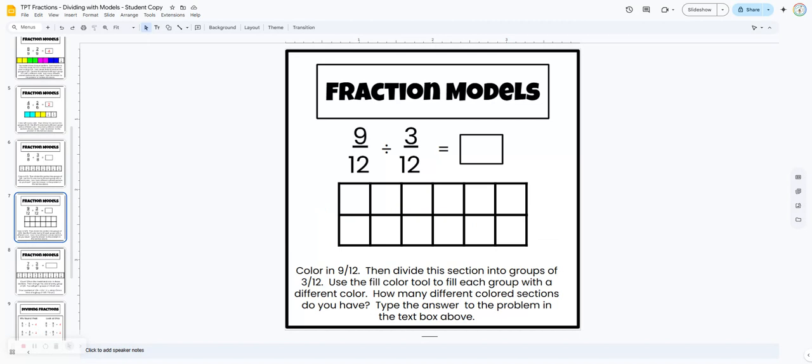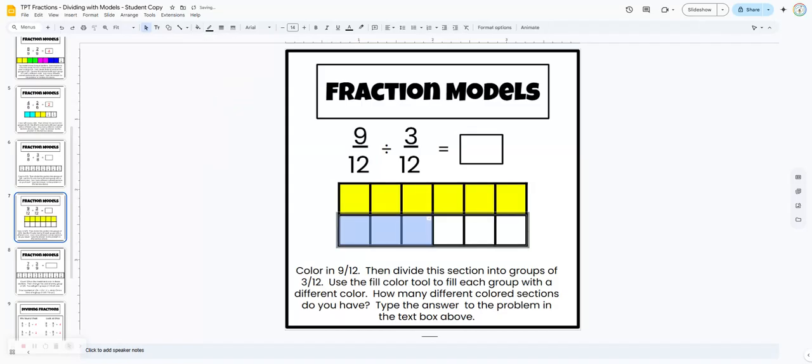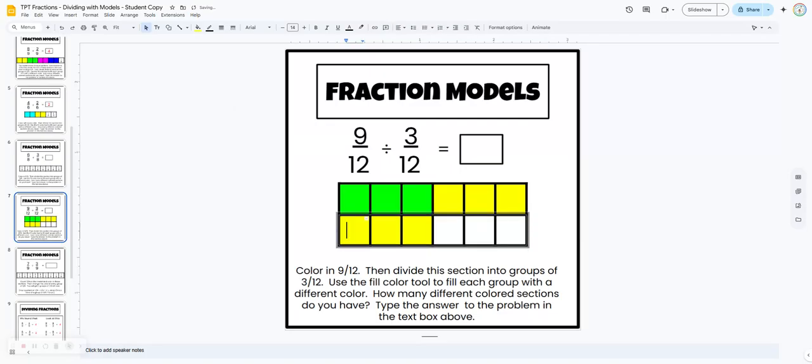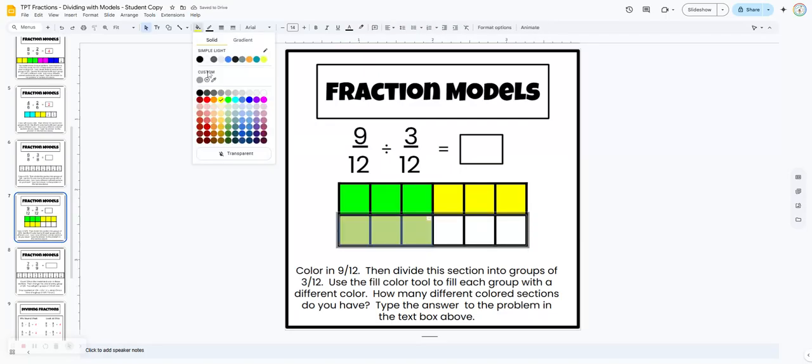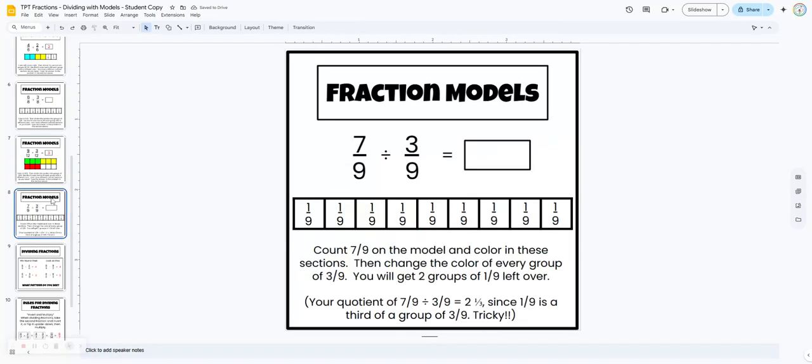Now we have twelfths. We've got 12 equal groups. We want to highlight 9 of them. So we're just going to color in 9 squares out of the 12. Of those 9, we're going to divide them into groups of 3 twelfths each. And we can see that we have 3 groups, so our answer is 3. Same thing on the next slide.